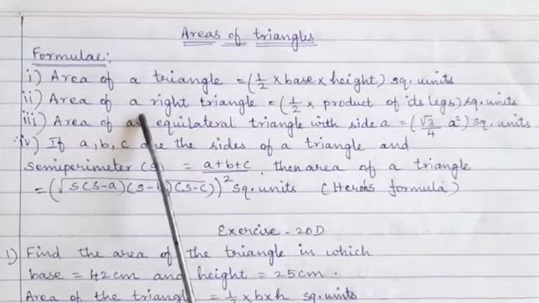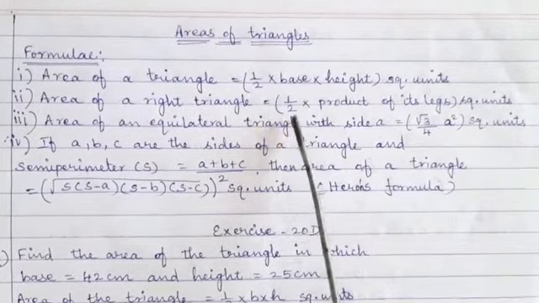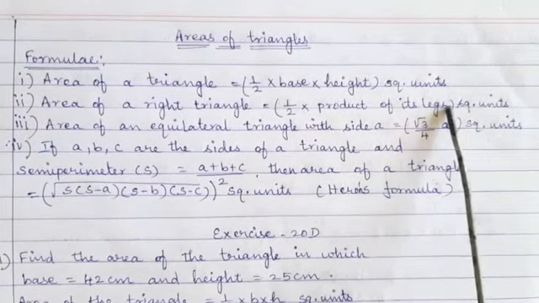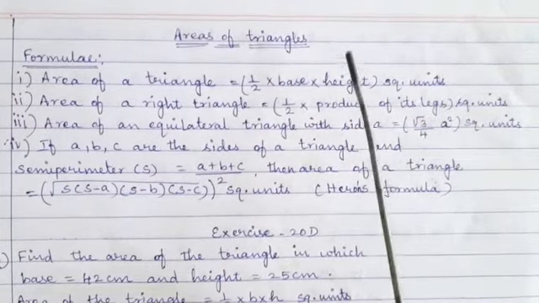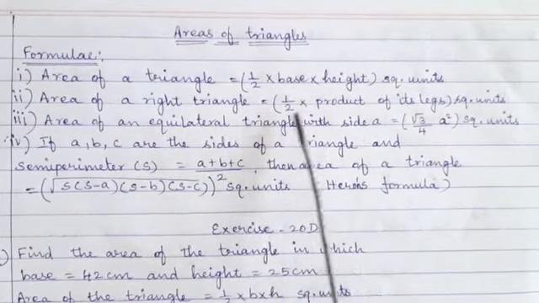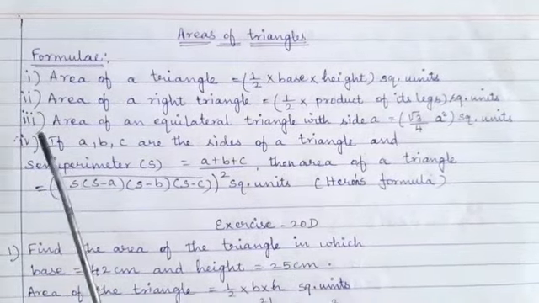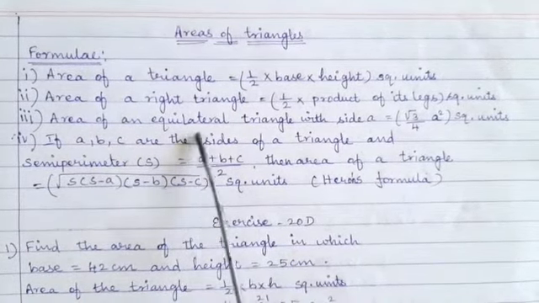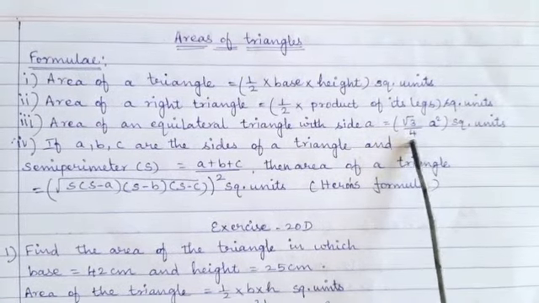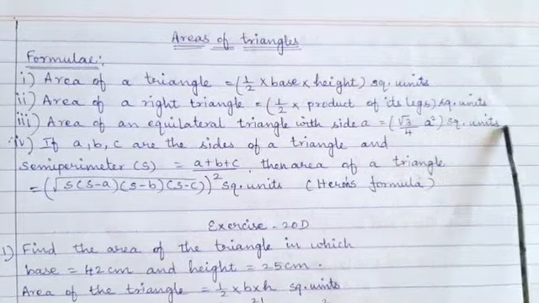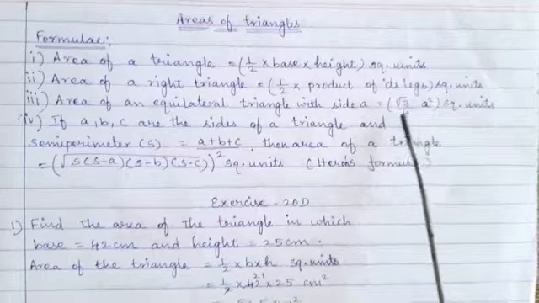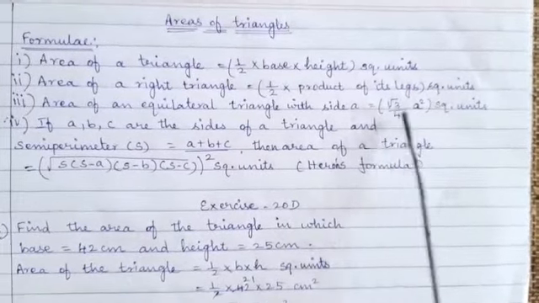Number 2. Area of a right triangle is equal to half into product of its legs square units. Product of its legs means base and height, that is perpendicular. So if the given triangle is right triangle, we will use this formula for finding area. Number 3. Area of an equilateral triangle with side a equal to root 3 by 4 into a square units. Equilateral triangle, you know that all sides are equal. The sides are given. Then you will use the formula for finding area.